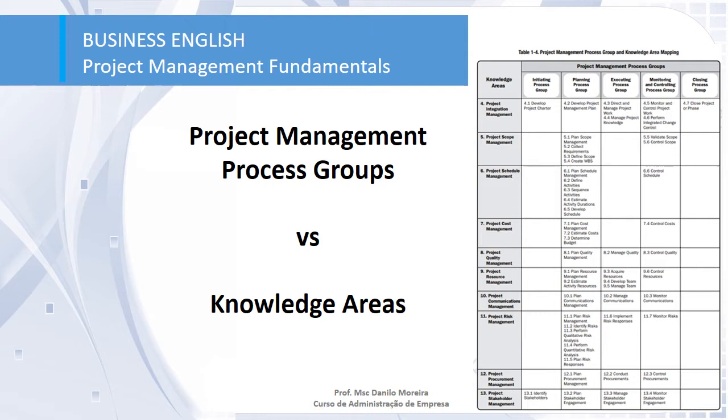We are going to study all of them because if we create a matrix between the knowledge areas and the project management process groups, or the phases of a project, then we will have the main picture of all the main concepts we have to identify during any project. So if you are ready, we are going to take a look at each one of them, both process groups and knowledge areas. Here we go.